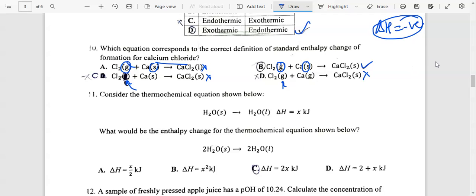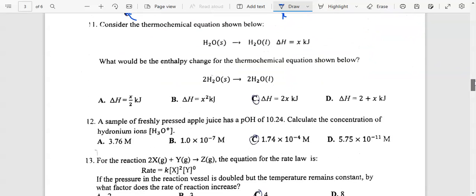Consider the thermochemical equation below. There we have the thermochemical equation: water which is a solid goes to water which is a liquid. What would be the enthalpy change for the thermochemical equation shown? So how do you find the enthalpy change? Here we've been given the reaction going forward, from solid to liquid, but now we want to find the enthalpy change.